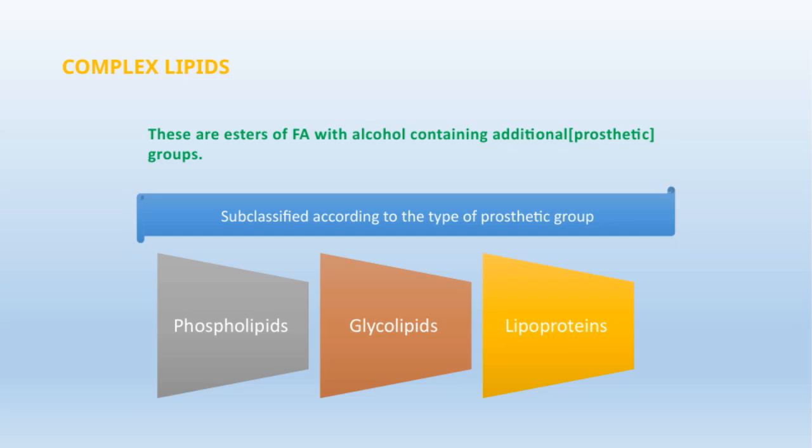Now, let's take a closer look at complex lipids. These are classified based on the type of prosthetic group they contain. Essentially, they are esters formed from fatty acids and alcohols that have additional prosthetic groups attached. These prosthetic groups are what give complex lipids their unique functions and characteristics. Understanding this classification helps us see how diverse and specialized these lipids are in biological systems. Remember, the key point here is that the nature of the prosthetic group determines the specific role and properties of each complex lipid, tying back to the overall theme of lipid diversity and function in the body.